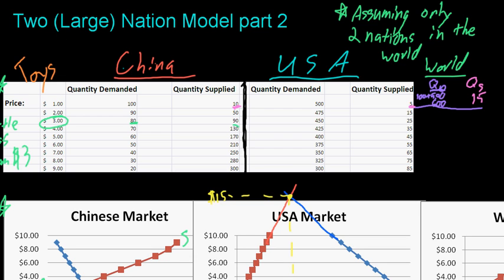Going down to the next row, I'll change up colors again. We're going to have 90 at a price of $2. China demands 90 toys. The USA demands 475. And 90 plus 475, I can't do in my head. So we have 565. And then the quantity supplied will be 50 plus 15, which is 65.